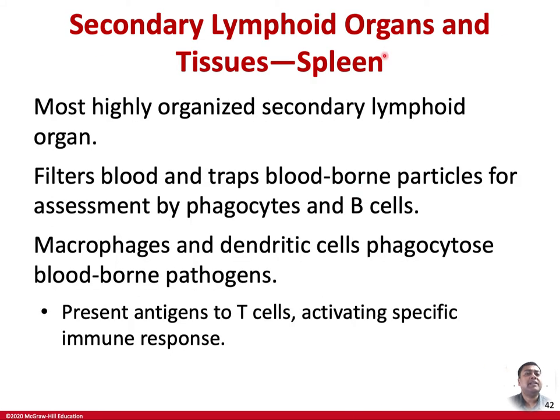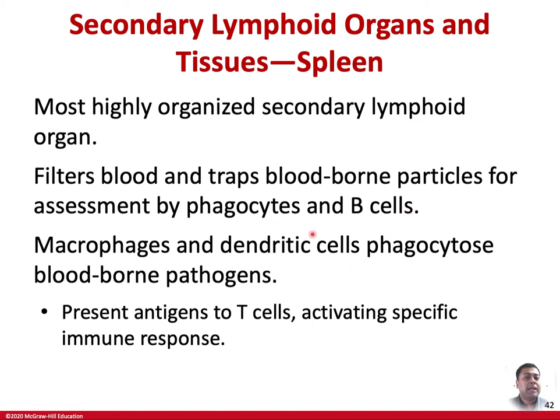So what are the secondary lymphoid organs? The spleen is the most highly organized secondary lymphoid organ. It filters the blood and traps bloodborne particles for assessment by the phagocytes and the B cells.